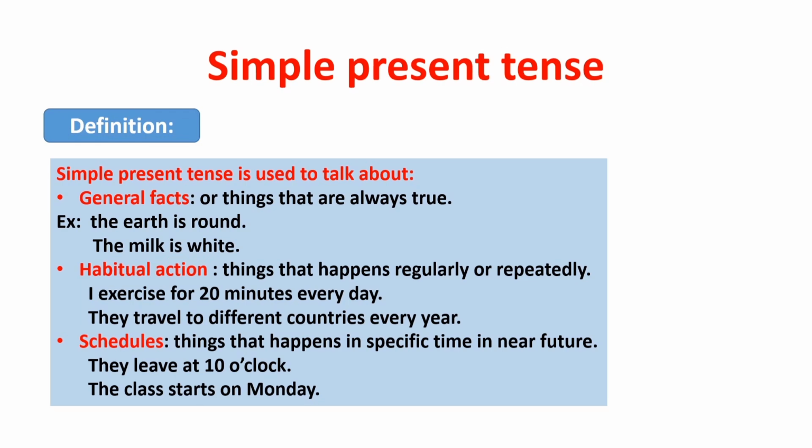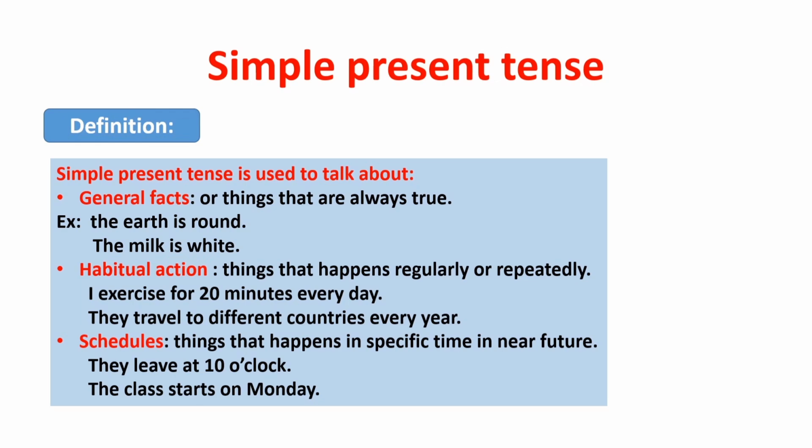Habitual action. Habitual actions are things that happen regularly or repeatedly. For example, I exercise for 20 minutes every day. It means the action of exercise is repeating every day for 20 minutes. They travel to different countries every year. So they do the action of traveling every single year. So that's what repeating or repeatedly happening means.